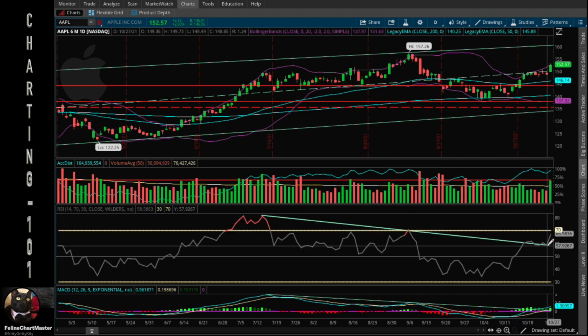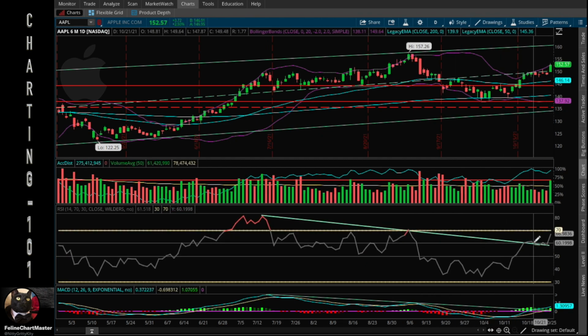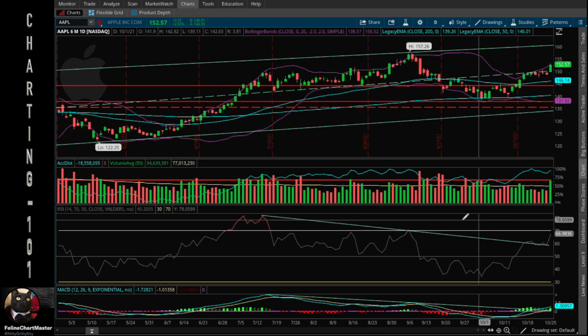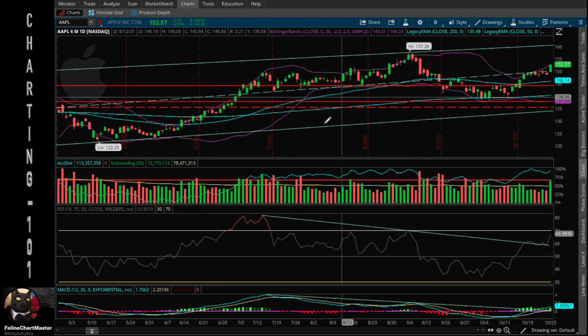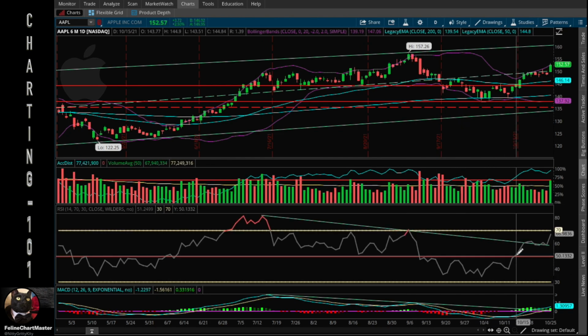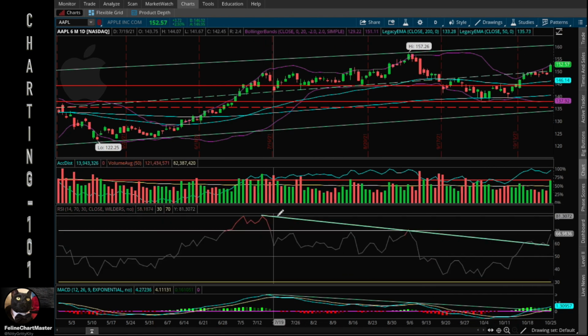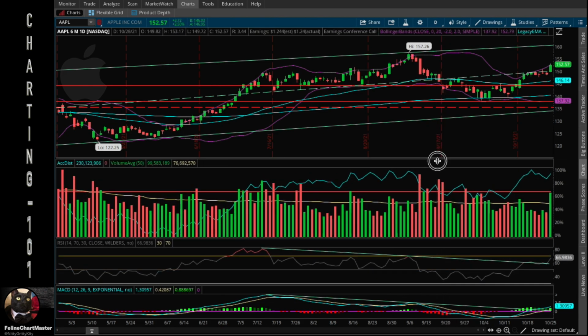And where did it get broken? It's getting broken right about here. And look, it broke it, came down, found support. So these indicators are based off of price action. So of course they're gonna act and react to lines of support, resistance, trend lines, all that kind of stuff, very similarly to the price action itself.